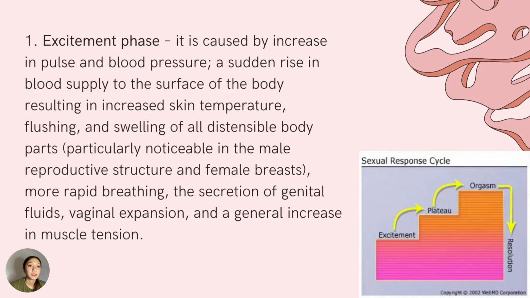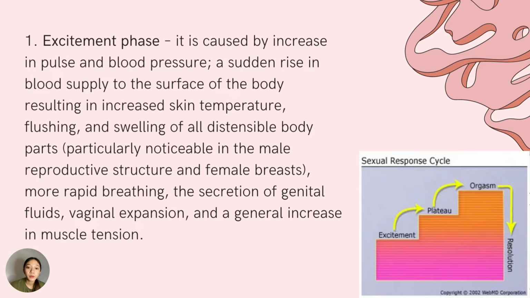So, the excitement phase is caused by increased pulse and blood pressure, a sudden rise in blood supply to the surface of the body, resulting in increased skin temperature, flushing, and swelling of all distensible body parts, particularly noticeable in the male reproductive structure and female breasts. More rapid breathing, the secretion of genital fluids, vaginal expansion, and a general increase in muscle tension. These symptoms of arousal eventually increase to a near maximal physiological level that leads to the next stage.